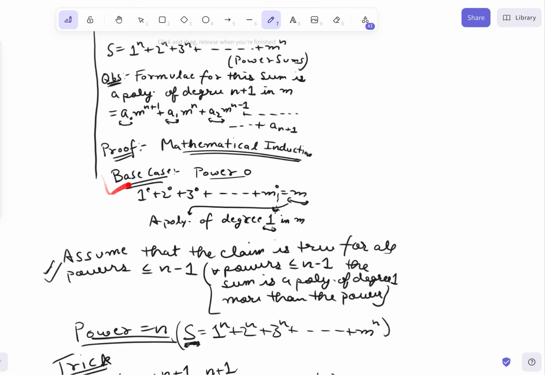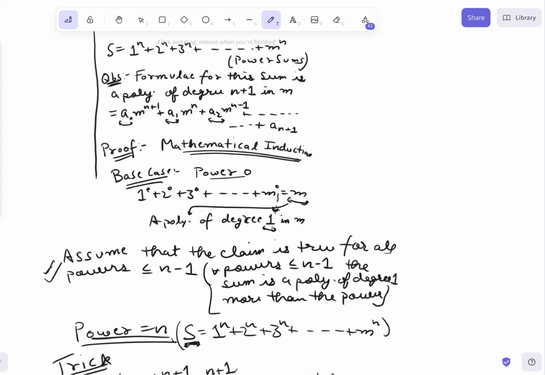That is the first step in mathematical induction, and let's try to prove it for power 0. For power 0, the sum will look like 1 power 0 plus 2 power 0 plus 3 power 0 plus dot dot dot m power 0. Power 0 means this is just 1 added m times, so it will become m. And we see this is a polynomial of degree 1 in m. As per the claim, the sum should be a polynomial of degree 1 greater than the power. So the base case already holds true.